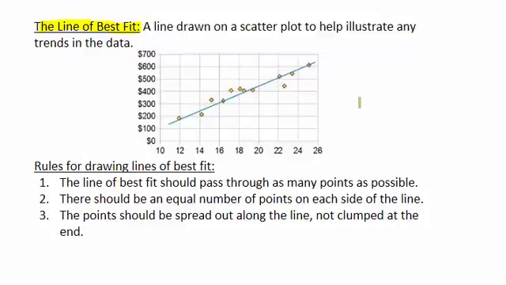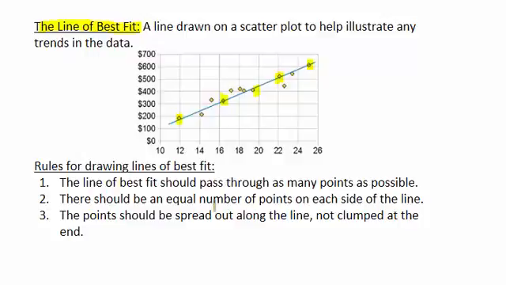First of all, the line of best fit should pass through as many points as possible. As you can see here, it goes through this point, almost to that point, and these points as well. That just makes the line as accurate as possible.